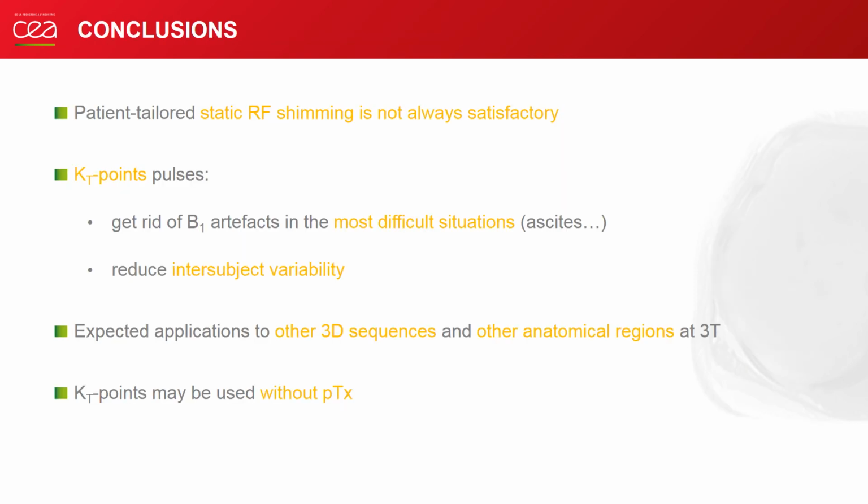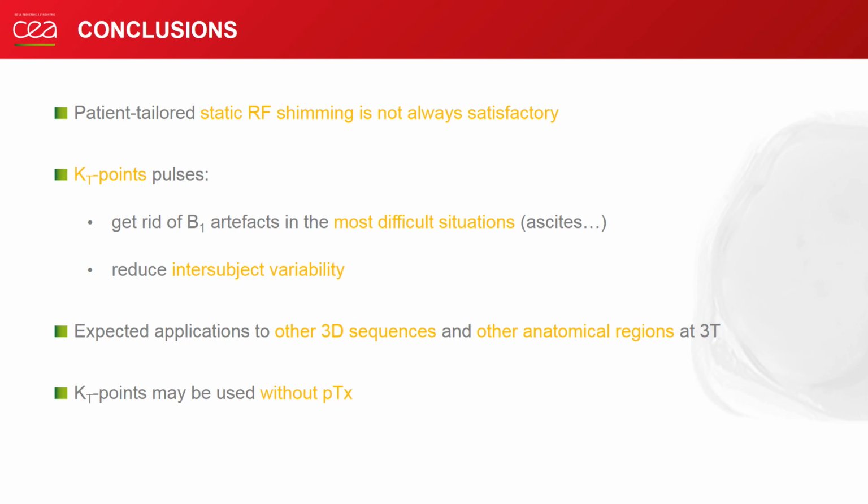So in conclusion, patient-tailored static RF shimming works well most of the time, but for some patients, it is really not enough. If you use KT points, you can get rid of B1 shading artifacts in almost every situation, including ascites, and you would reduce inter-subject variability.